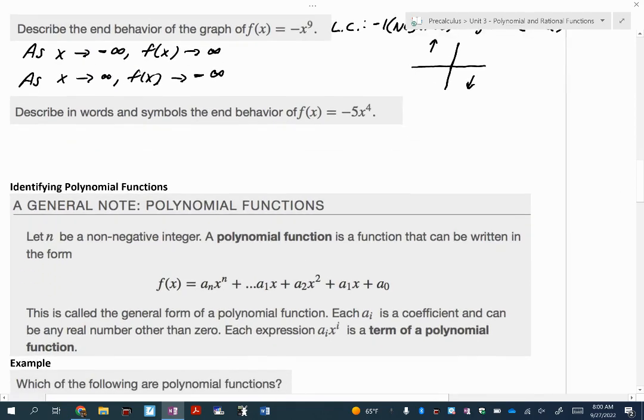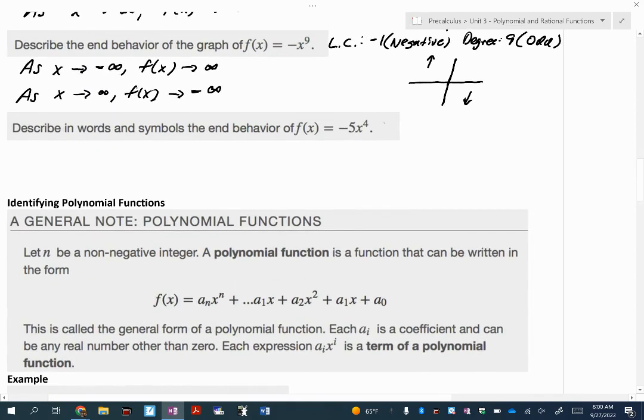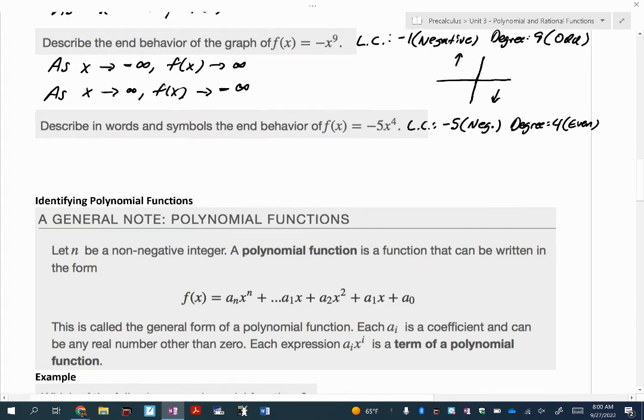I'll do this one a little faster. We've got the leading coefficient, which is -5. Again, I just care that that's negative. The degree is 4, and I care that it's even. So since it's even, we know it's going to be the same direction. And since it's negative, both are going down.